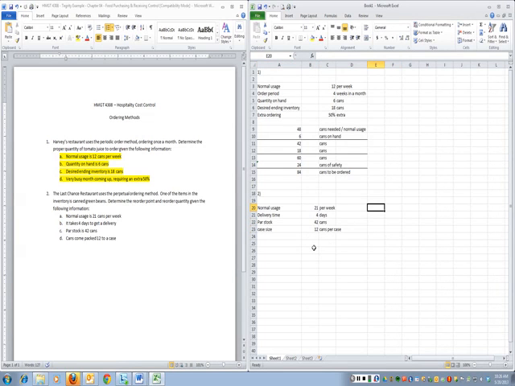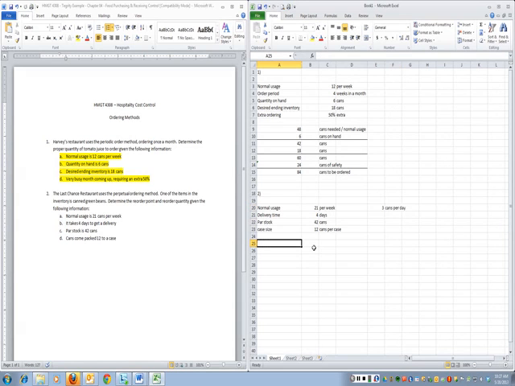Now I'm going to drift over here to start working with this one. One of the first things that you want to do, just like we did in the previous one, is change your normal usage to match your delivery time. In the normal usage, we're dealing on a per week basis, but our delivery time is in days. So the first thing we want to do is change our normal usage into a day amount. We take our 21 and divide that by 7 because there are 7 days in a week. So we're dealing with 3 cans per day.